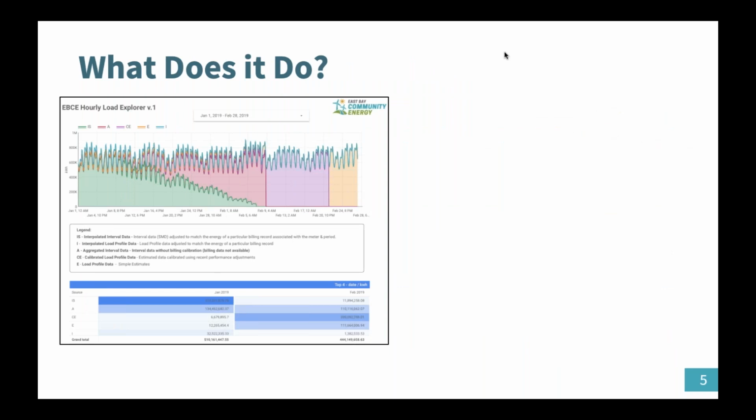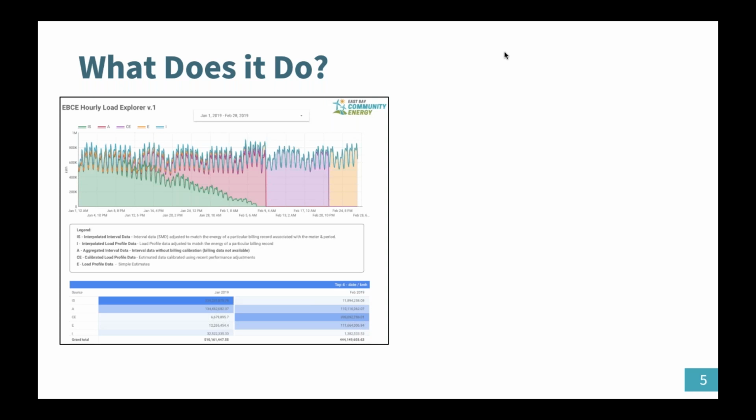So what does it do? What I'm going to show you next is a series of dashboards that are effectively interactive ways to interrogate the system and have access to the information. As I mentioned, nearly every single one of our customers, close to 95% of our customers, is interval metered. And we have that information, so we get either 15-minute data or hourly data for all of our customers.